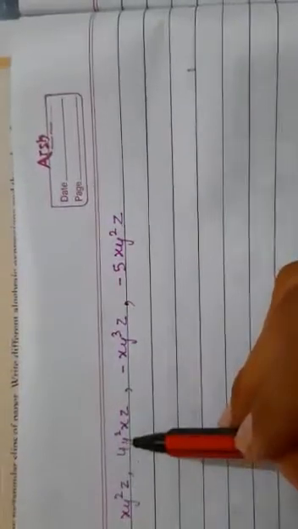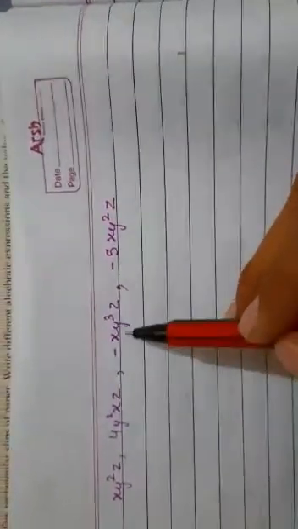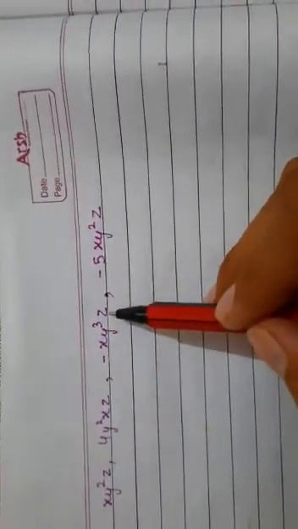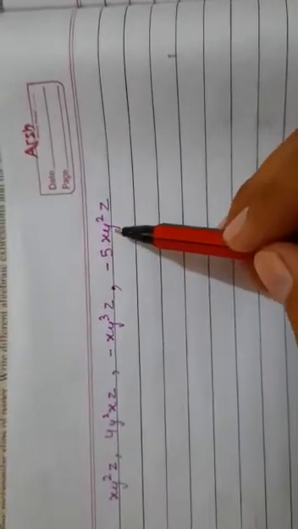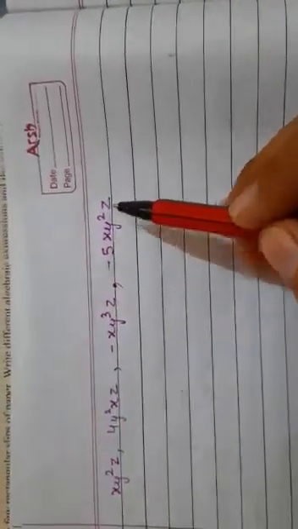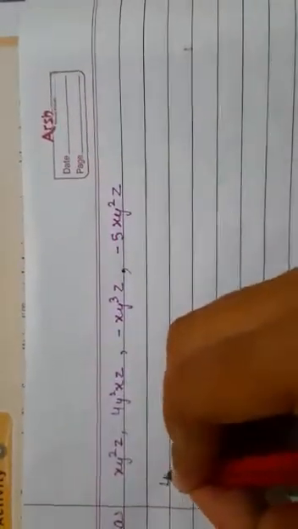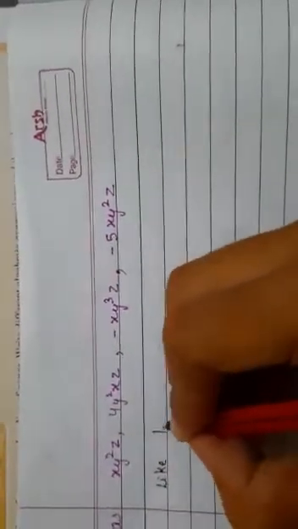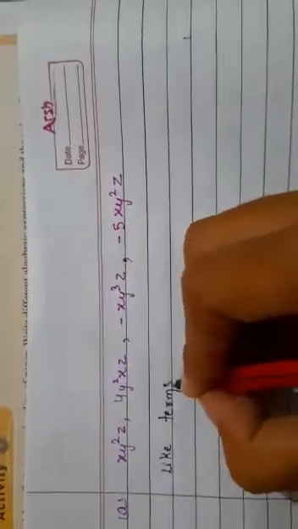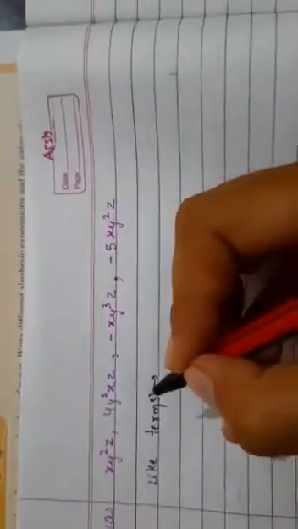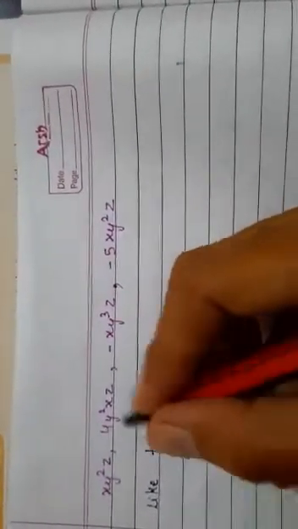See, the first question is part a: xy square z, 4y square xz, minus xy cube z, minus 5xy square z. Now what do we have to do? First of all, we identify the like terms. Now see which are like terms. In like terms we have to see the same variables.